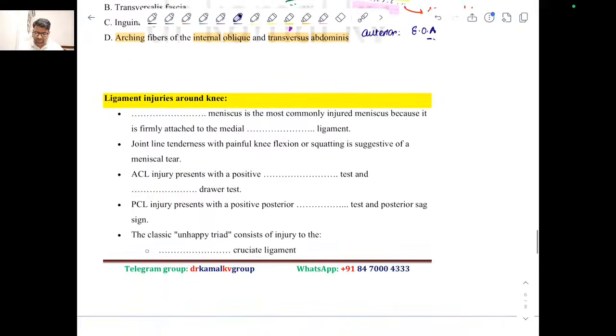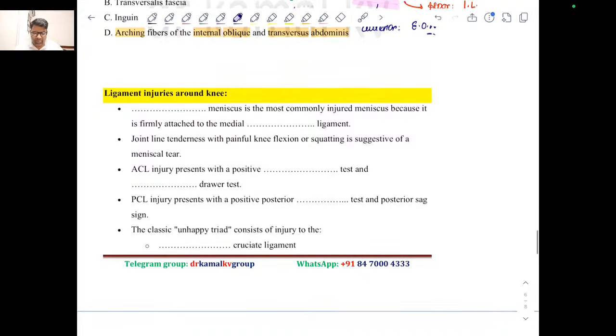Now, moving forward to the next question, and this is about ligament injuries around the knee joint, and this is also very favorite and very common nowadays, actually, sports injuries.